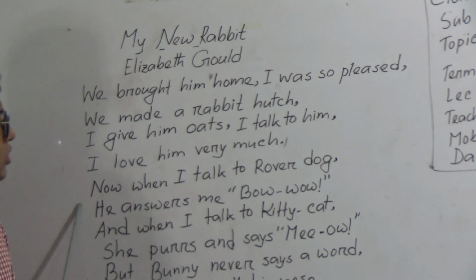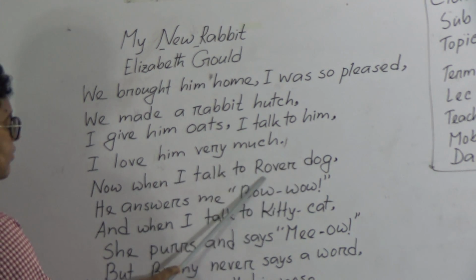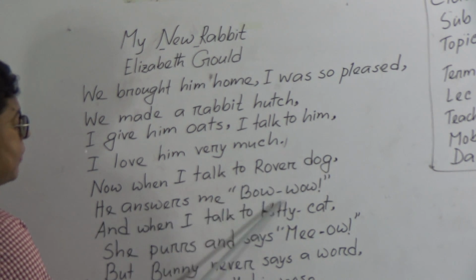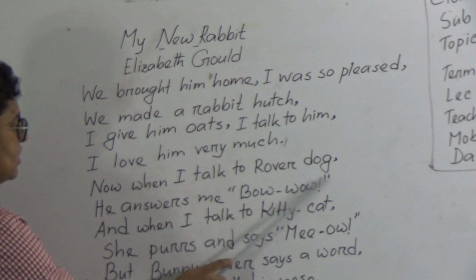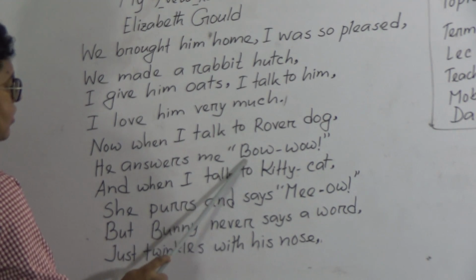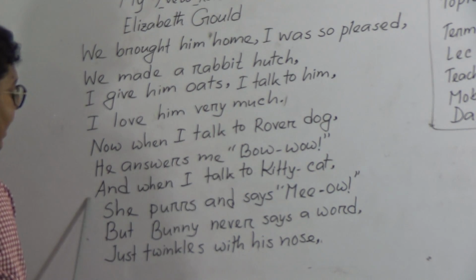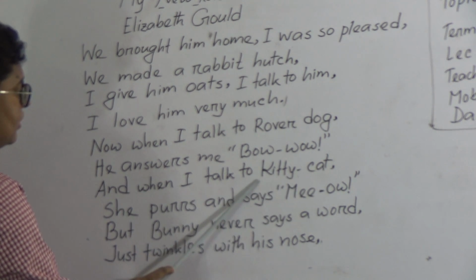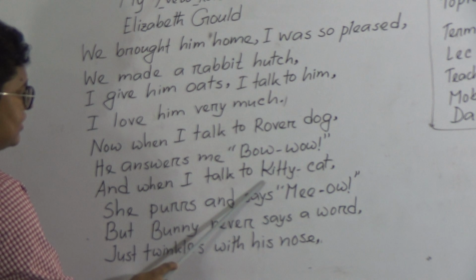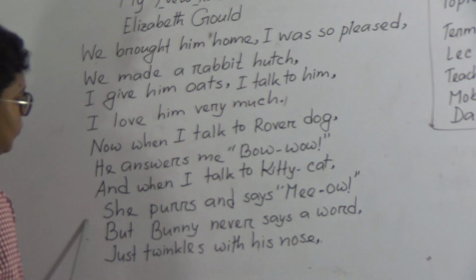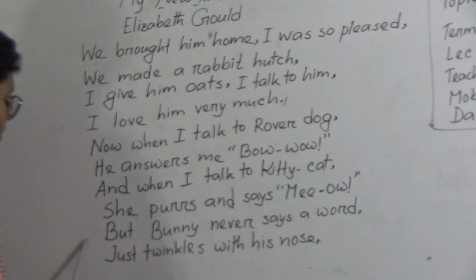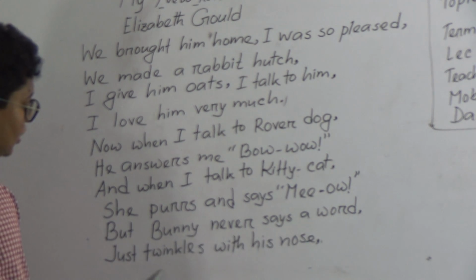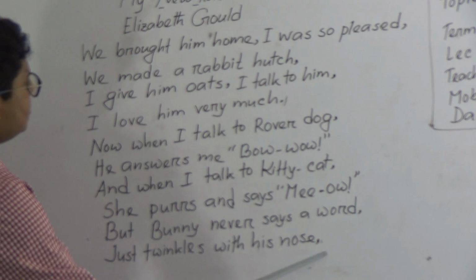Now when I talk to Rover Dog, Rover is the name of a dog, so R will be capital, comma, he answers me bow wow, quotation starts, first letter of a sentence always will be in capital letter. And when I talk to Kitty Cat, K will be capital. Kitty is the name of a cat. She purrs and says meow, but Bunny never says a word, comma, just twinkles with his nose.